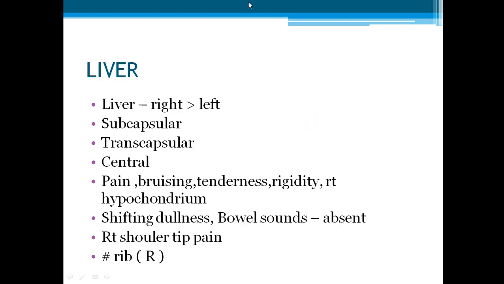So organ specific management. So we go into individual organs. You see liver. Right side liver injury is more common than the left side injuries. You may have a subcapsular injury, a transcapsular injury, or a central intraparenchymal injury. Depending on that, liver injuries are graded into different types, grade 1, 2, 3, 4, 5. You may have a patient experiencing pain, bruising, tenderness, rigidity in the right hypochondrium. Because of the blood, you may get shifting dullness and absent bowel sounds because of the hemoperitoneum. And because of the irritation of the diaphragm, you may have a right shoulder tip pain, and it may be associated with fracture of the ribs.